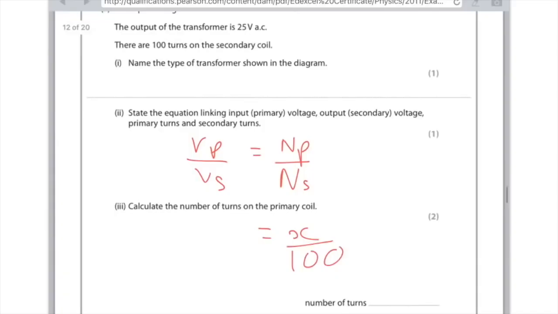And then on the output of the transformer, we've got 25 volts, so that's voltage on the secondary. And then if you scroll up, you'll see that the input voltage in the primary side is 230, and now you need to solve that for X. So just do 230 divided by 25, times it by 100, and you'll have 920 turns.